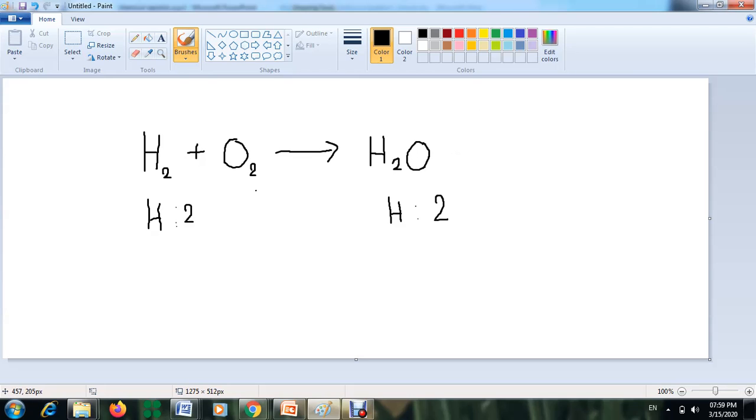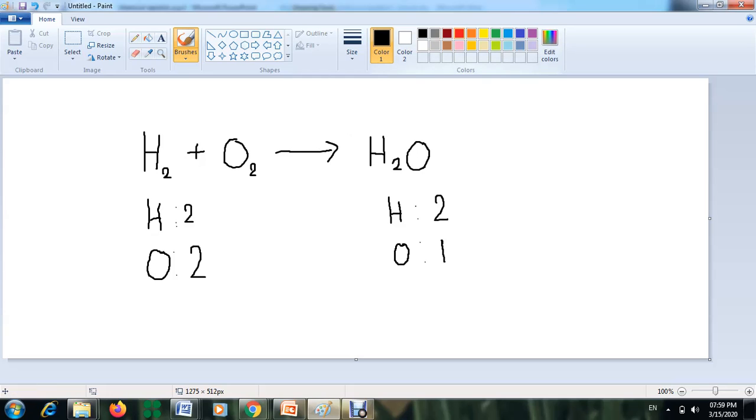So what about oxygen? We have oxygen before the reaction, in the reactant. How many oxygen atoms? As you see, there are 2 oxygen atoms. We write it in this way. Then, how many oxygen atoms in the product? In the product, we have only 1 oxygen atom. Is this equation balanced? Does this equation obey the law of conservation of mass? No. So, how do we balance this equation? We have to make the number of oxygen atoms before and after the reaction the same.